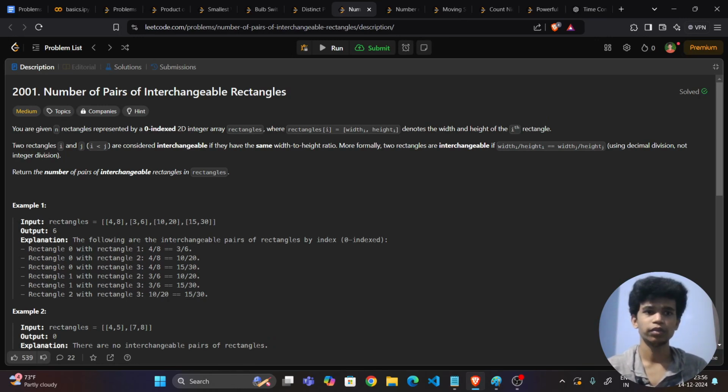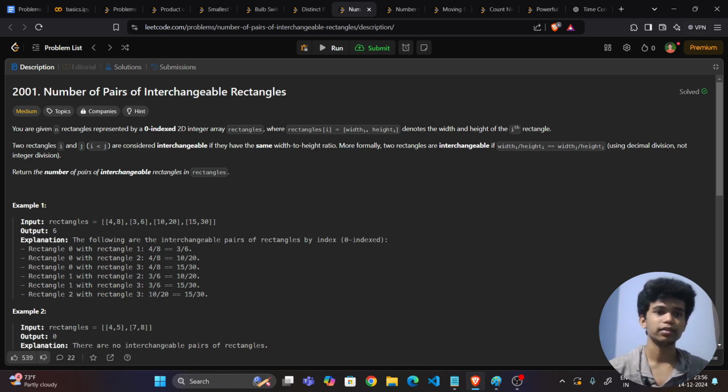In this video, we are going to see Leetcode question number 2001, Number of Pairs of Interchangeable Rectangles. You are given n rectangles represented by a 0-indexed 2D integer array rectangles, where rectangles[i] is equal to [width_i, height_i], which denotes the width and height of the ith rectangle.